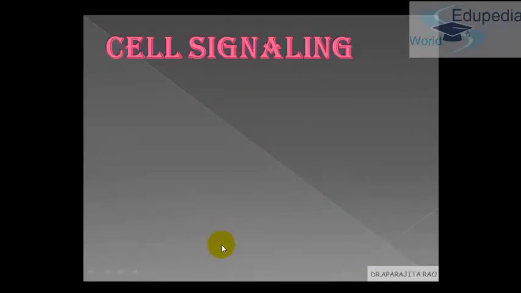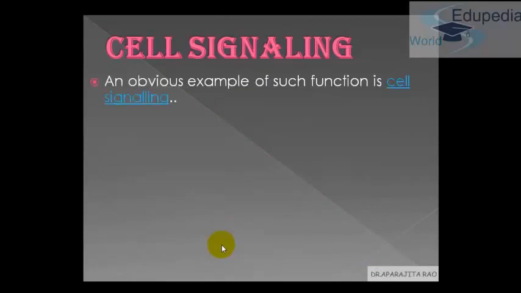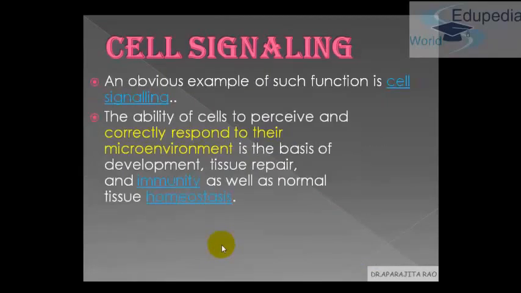First, very important is cell signaling. Okay, so the ability of the cell to perceive and correctly respond to the microenvironment, that is known as cell signaling. That is how the cell takes the signal, and how it responds to some signal.